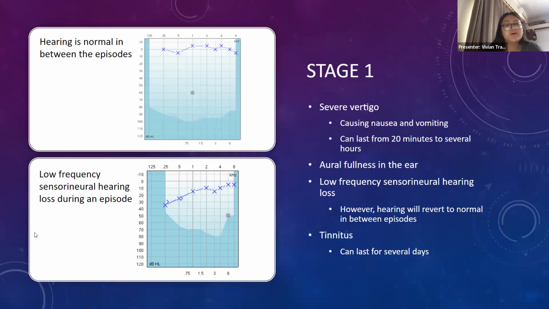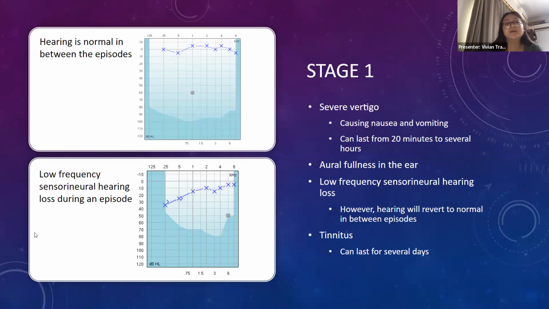In general, there are 3 stages of Meniere's. However, everyone experiences Meniere's differently, and the stages do vary from person to person, and not all people will go through these 3 stages. However, I'm just going to go through a general overview of the stages.